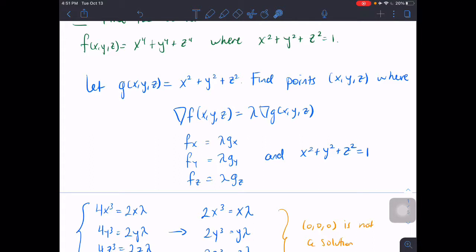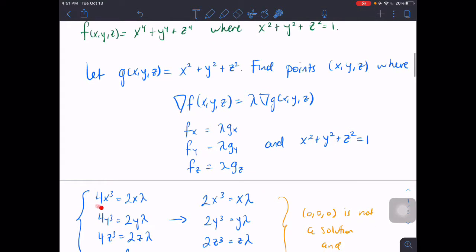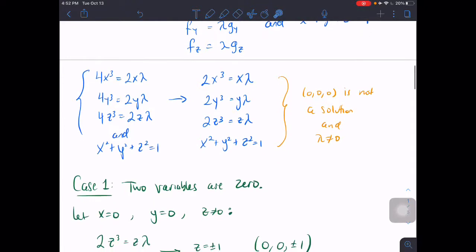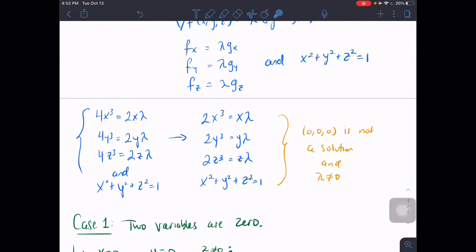When we take the partials of f, you're going to get 4x cubed for the partial with respect to x, 4y cubed for the partial with respect to y, and 4z cubed for the partial with respect to z. When you find the partials of g, you get 2x times lambda, 2y times lambda, and 2z times lambda. Again, they're subject to my constraint equation. All I did from here to here is simplify a little by dividing everything by 2, and so we ended up with this cleaner system of equations.